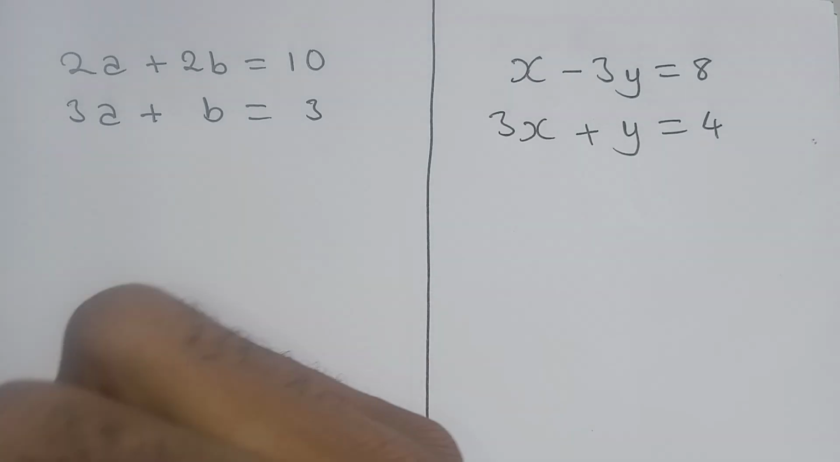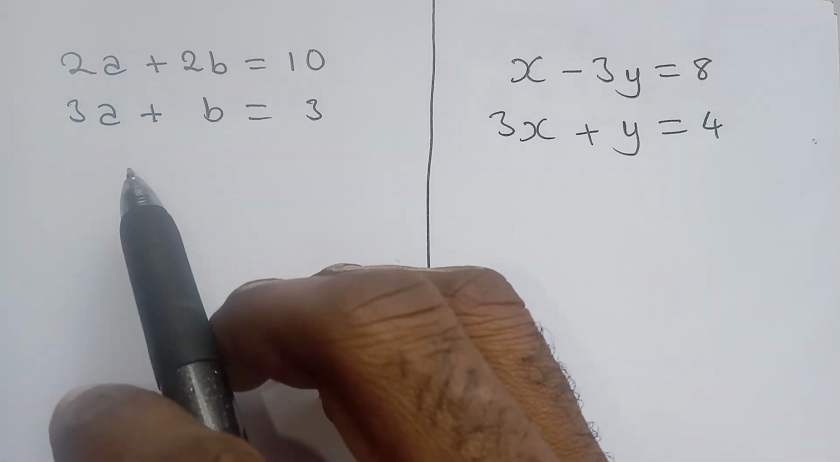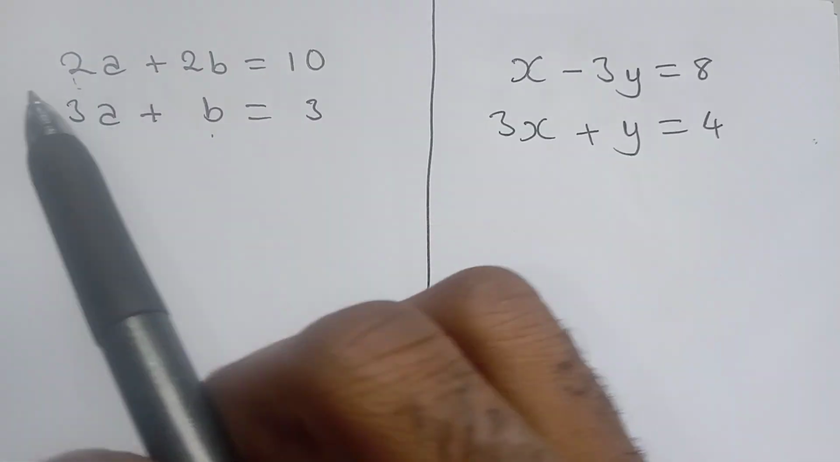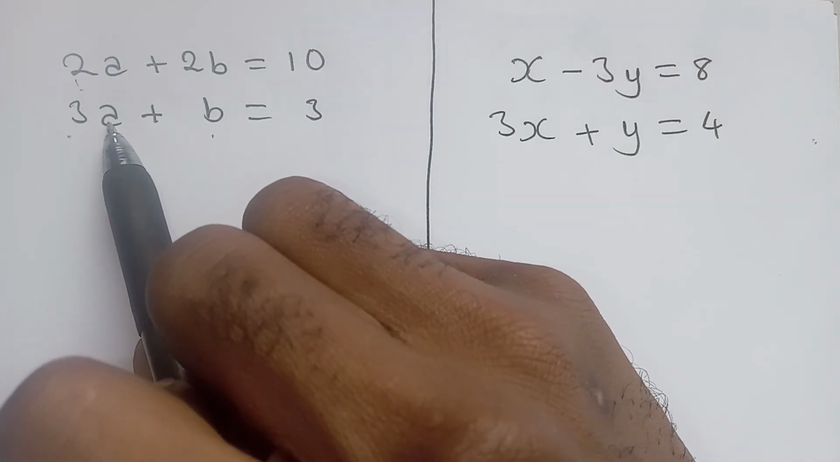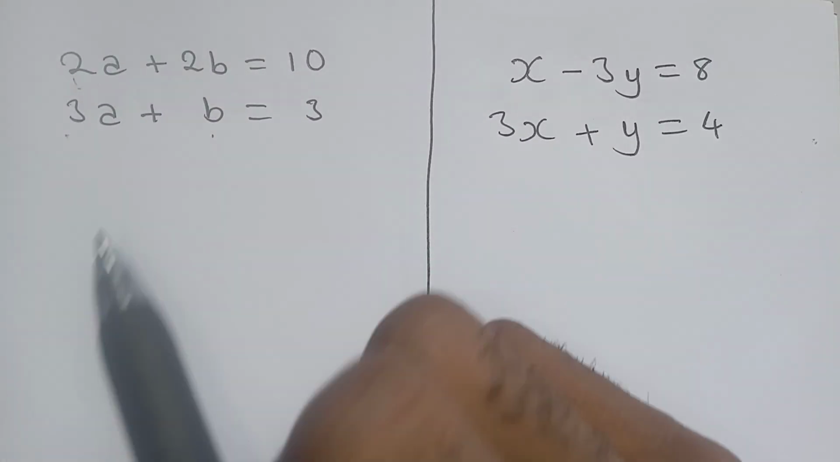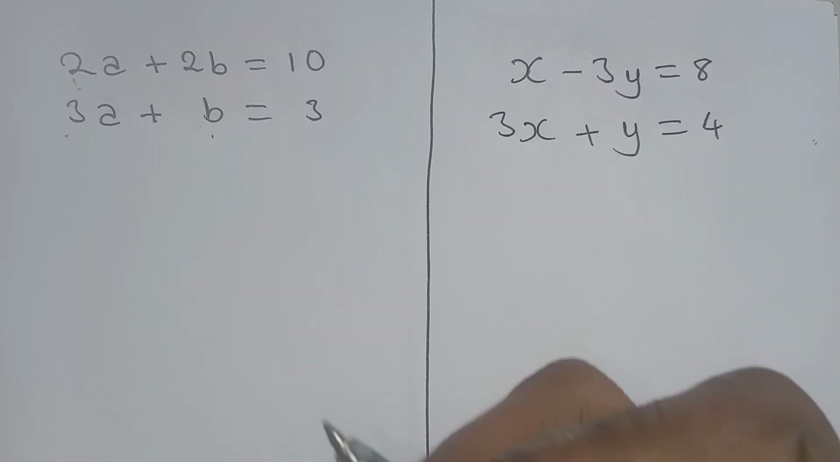Okay, so what if you have a system of equations where you have different coefficients? Like we have an a here, another a there, but the coefficients are different. You check the b's, the coefficients are equally different. What do you do in a case like this?